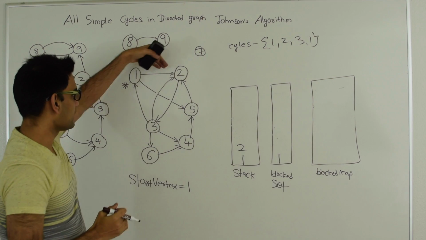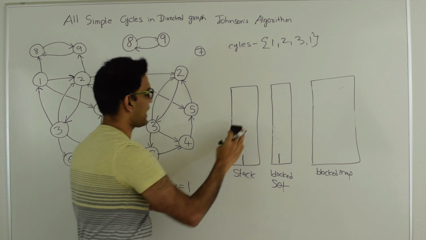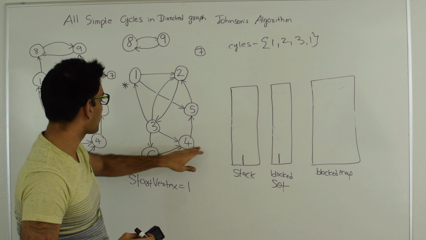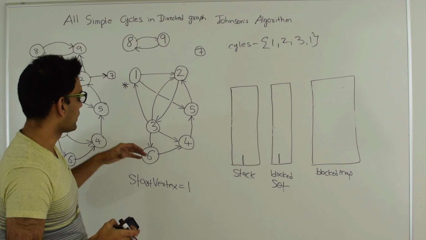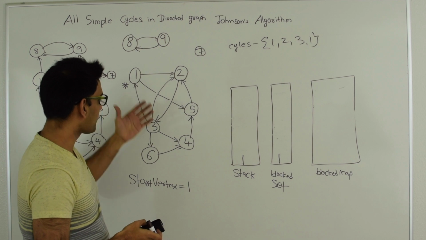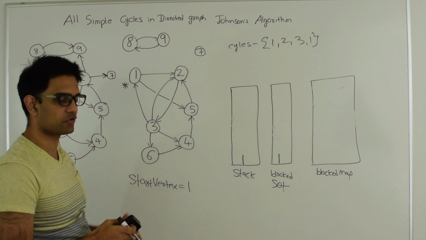So as you can see, by the time we were done with 2, and then also we removed 2 from the stack, we have to unblock 4, 5, 6, all these other vertices. Why? Because now that 2 is no more in the stack, there is a possibility of a cycle going through 6, 5 and 4 and leading to 1.